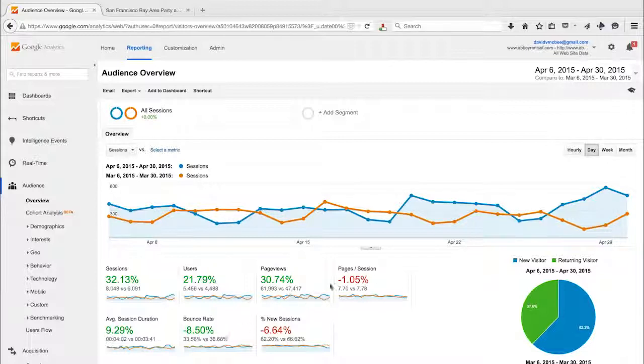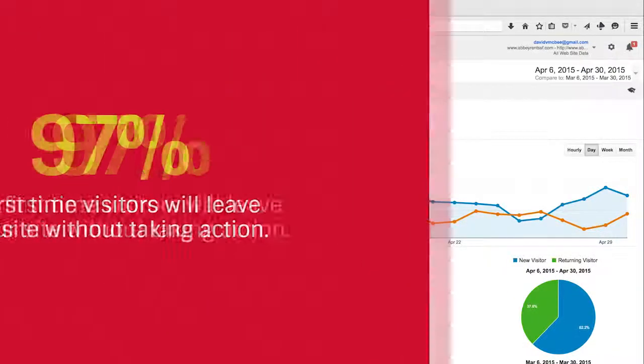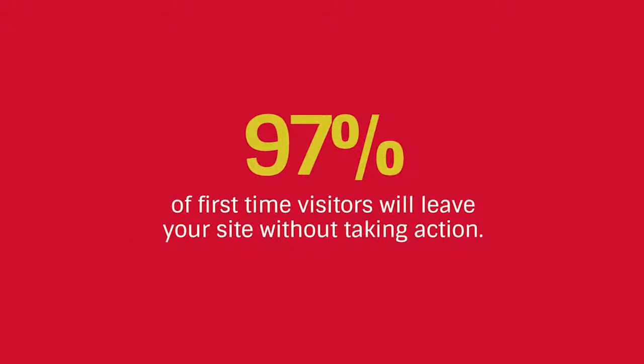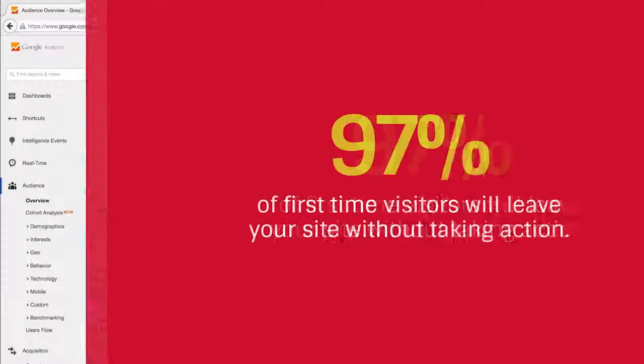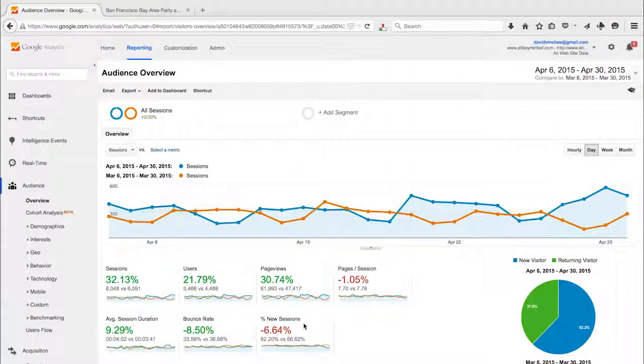Now, to be fair, we do have less pages per session, but at 1%, that's negligible. Percent of new sessions is also slightly down, but let me tell you why that's awesome. Do you remember my favorite stat from Simplify's initial sales training? 97% of first-time visitors will leave your site without taking action. Site retargeting's whole job is to bring those users back for a second look. This decrease in percentage of new visitors is actually proof that our site retargeting campaign is doing exactly what we said site retargeting would do.